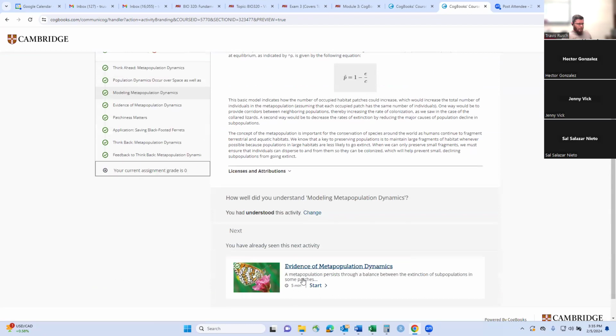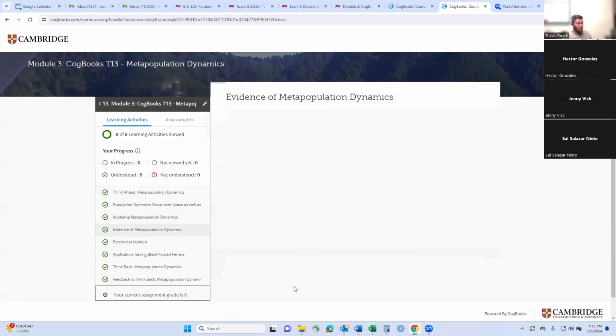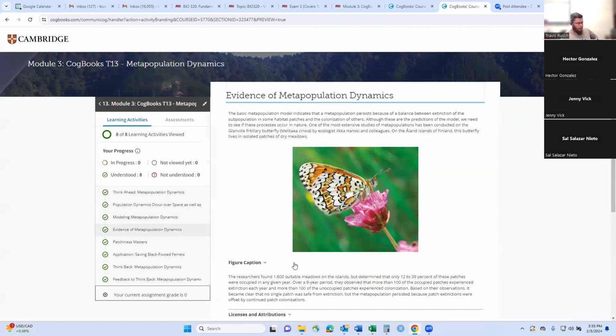And then in the next section, they give us a little bit of an example about this, where we have these butterflies. What they did is they observed them for 9 years, on a series of different islands that had, I think, 1,600 meadows that were suitable in their fundamental niche. But they found that only 12 to 39% of these patches were occupied in any given year over that 9-year period. So they asked, well, why is this?